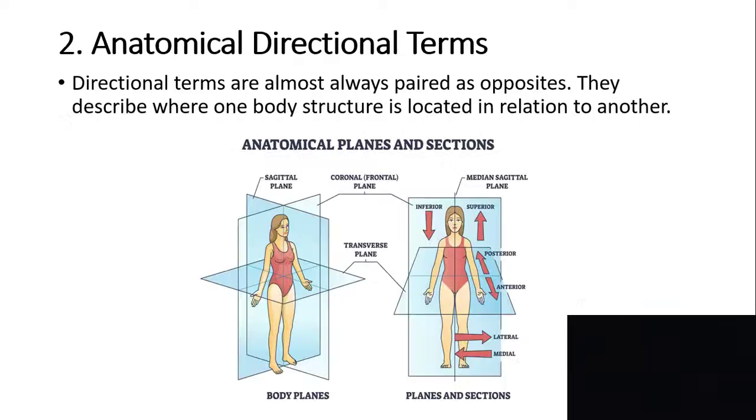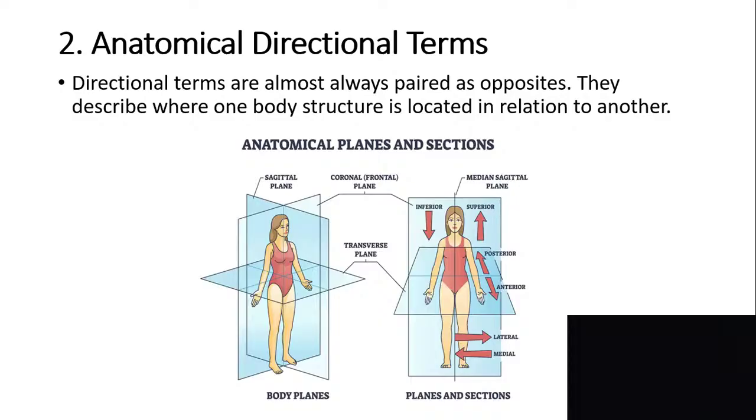Number two is the anatomical directional terms, the terms which are almost always paired as opposites. They describe where one body structure is located in relation to another. We start with this diagram. One shows the body planes, and another shows the body planes plus the sections. The body planes are divided into four. We have the coronal plane, which gives us the right and left perspectives. Then we have the sagittal plane.